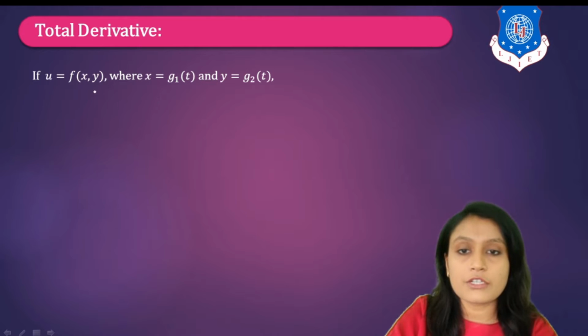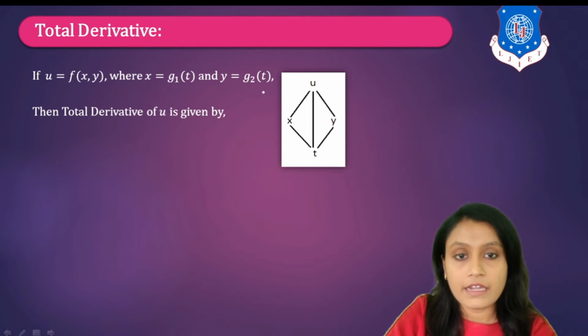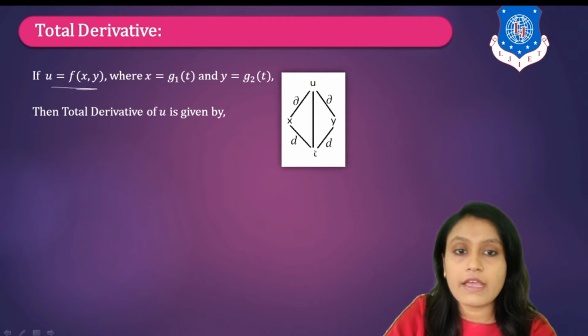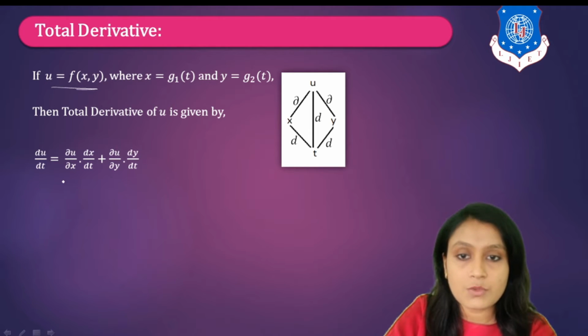Now we will study total derivative. So if u is a function of x, y, and x is a function of t, and y is also a function of t, firstly we will draw the tree diagram. You can see here u is a function of x and y, so we will write u a function of x and y. And x and y both are functions of t, so we will write t. Now u is a function of two variables, so we will write del, and x and y are functions of the single variable t, so we will write d.